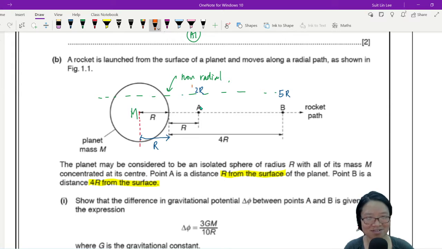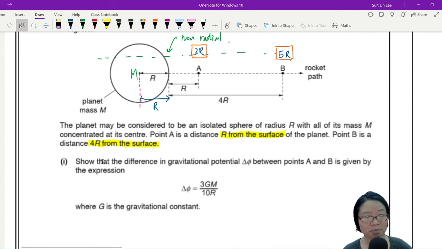Deception. Traps. I'm going to write here big so we don't fall into that trap. Put a signboard. We're all measuring the distance from the surface, which is not how we substitute into the equation. Anyway, part 1, show the difference in gravitational potential between points A and B is given by this expression.